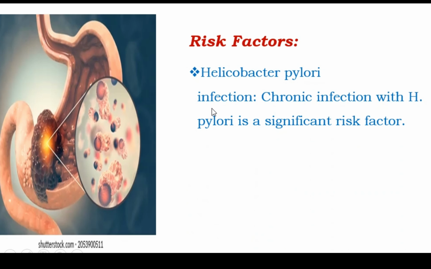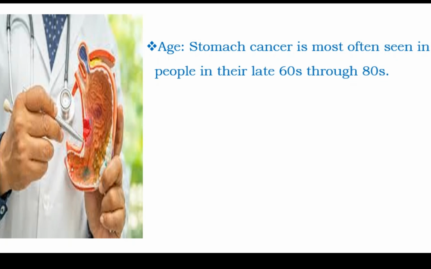Risk factors. Helicobacter pylori infection. Chronic infection with H. pylori is a significant risk factor. Smoking. Smoking is a known risk factor. Obesity. Obesity is a modifiable risk factor. Age. Stomach cancer is most often seen in people in their late 60s through 80s.